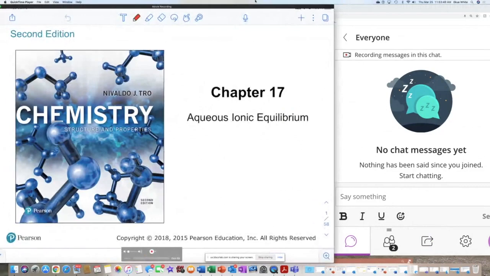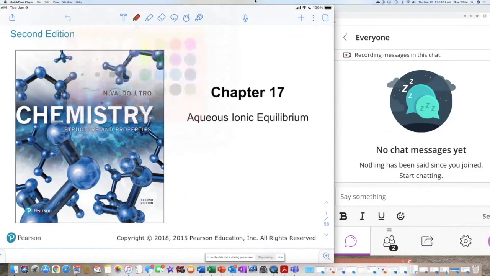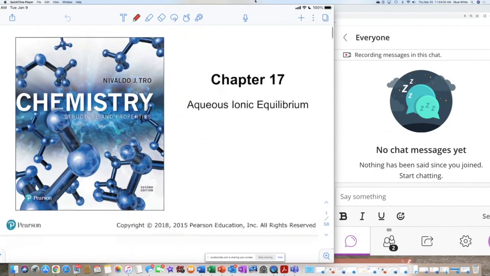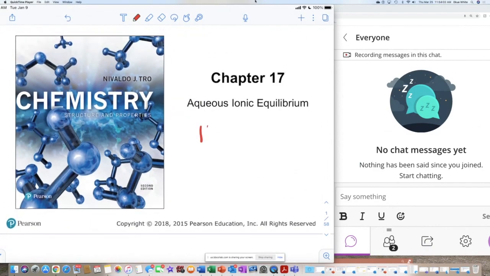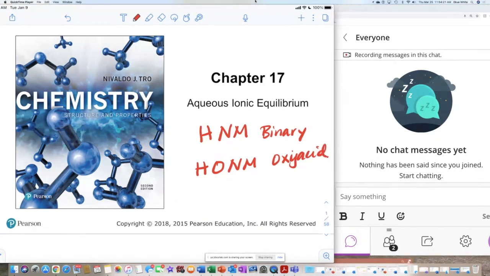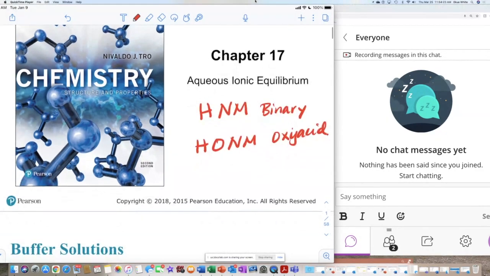Okay, so this chapter picks up where we left off from chapter 16, talking about acids and bases. In chapter 16, we saw that the acid essentially has two general forms, right? In the acid molecule, you have a hydrogen and a nonmetal for the binary acid, and then you have a hydrogen, oxygen, and a nonmetal for the oxy acid, right? For the base, the general base was metal hydroxide.